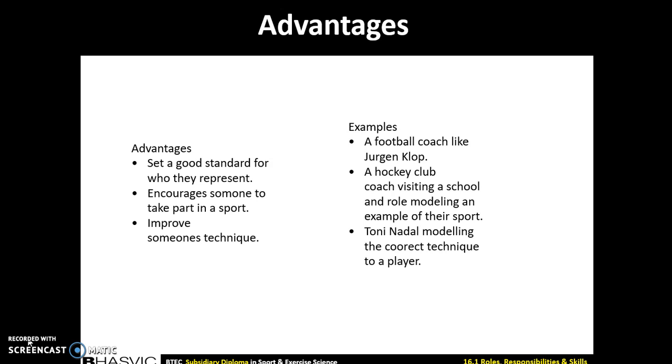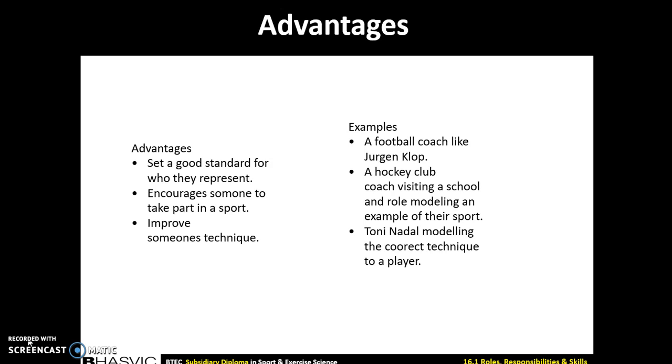Another example of a role model providing an advantage would be that a role model can encourage someone to take part in the sport. This could be because someone experienced in a sport is in the media and expressing their opinions on something which could engage someone into taking a path into that sport. For example, if a hockey club coach was visiting a school and role modelling an example of their sport, this would encourage younger children, who would be influenced and perhaps inspired, and therefore the popularity of the sport could increase, and they would become more popular as a club and also the sport.